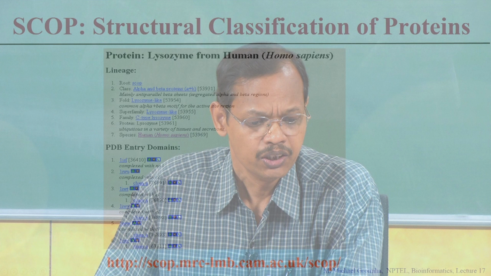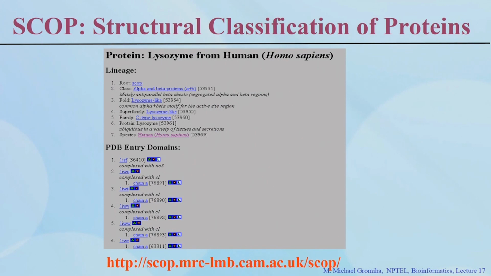This is the web server, the SCOP database. You can search the database with any PDB ID or names. Here the root is SCOP, the protein belongs to alpha plus beta, the fold is lysozyme-like, and you have the superfamily, and the protein name is lysozyme, with the species Homo sapiens, so it belongs to human. Then they give other entries relevant to the particular protein. In this case it is lysozyme, so they give details about other similar proteins.